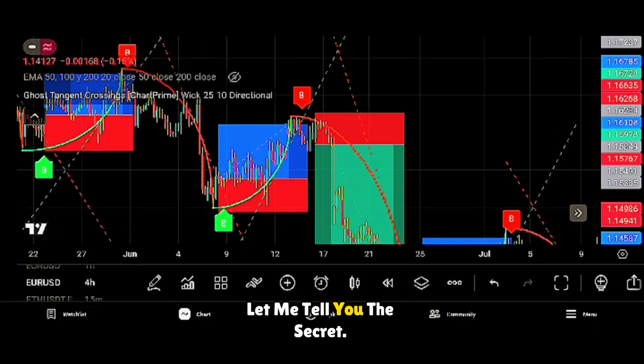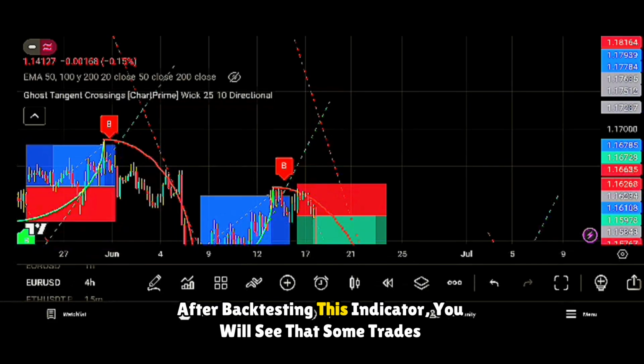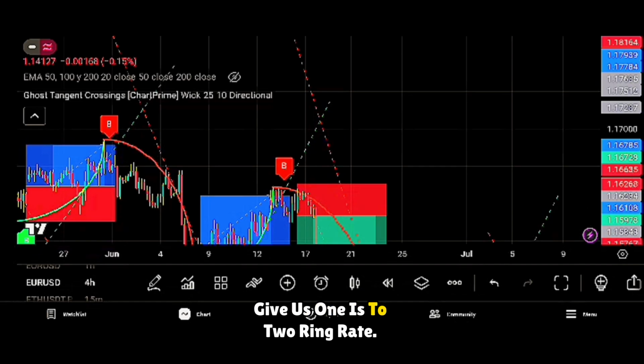Okay, let me tell you the secret. After backtesting this indicator, you will see that some trades gave us 1:2, some gave us 1:1, some gave us 1:3, and others gave us up to 1:4 and above.